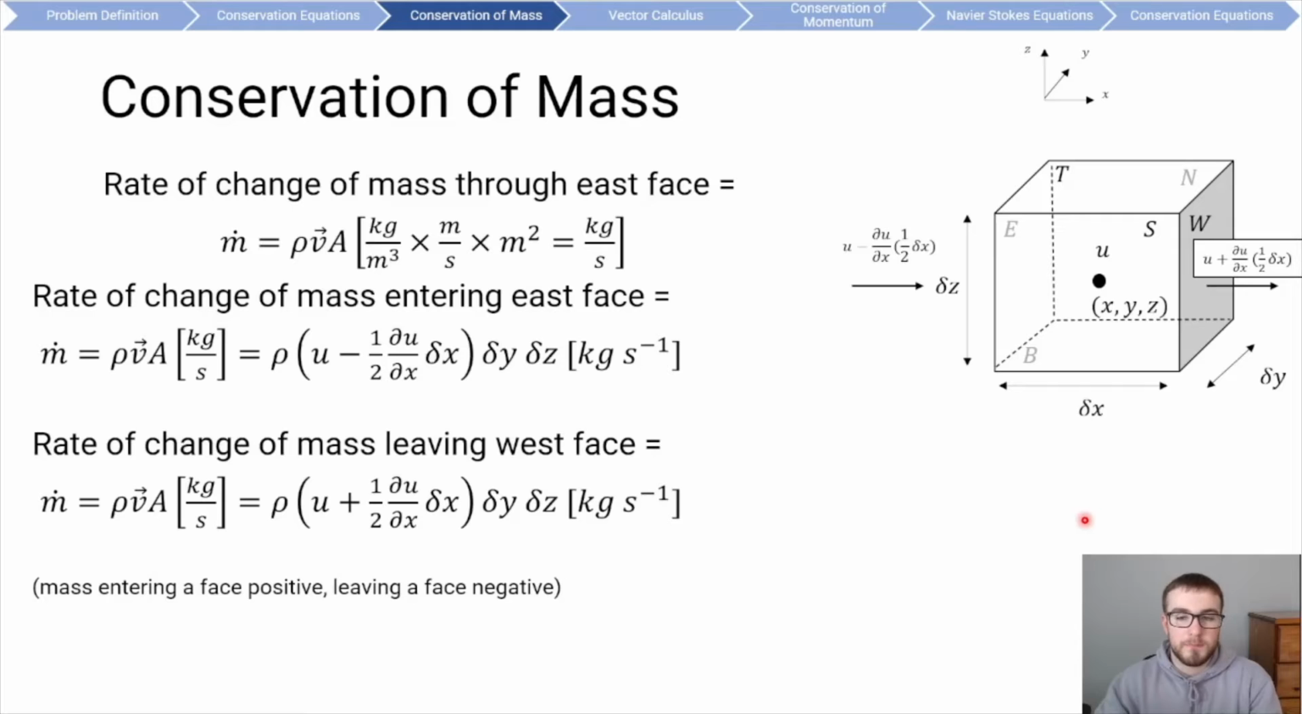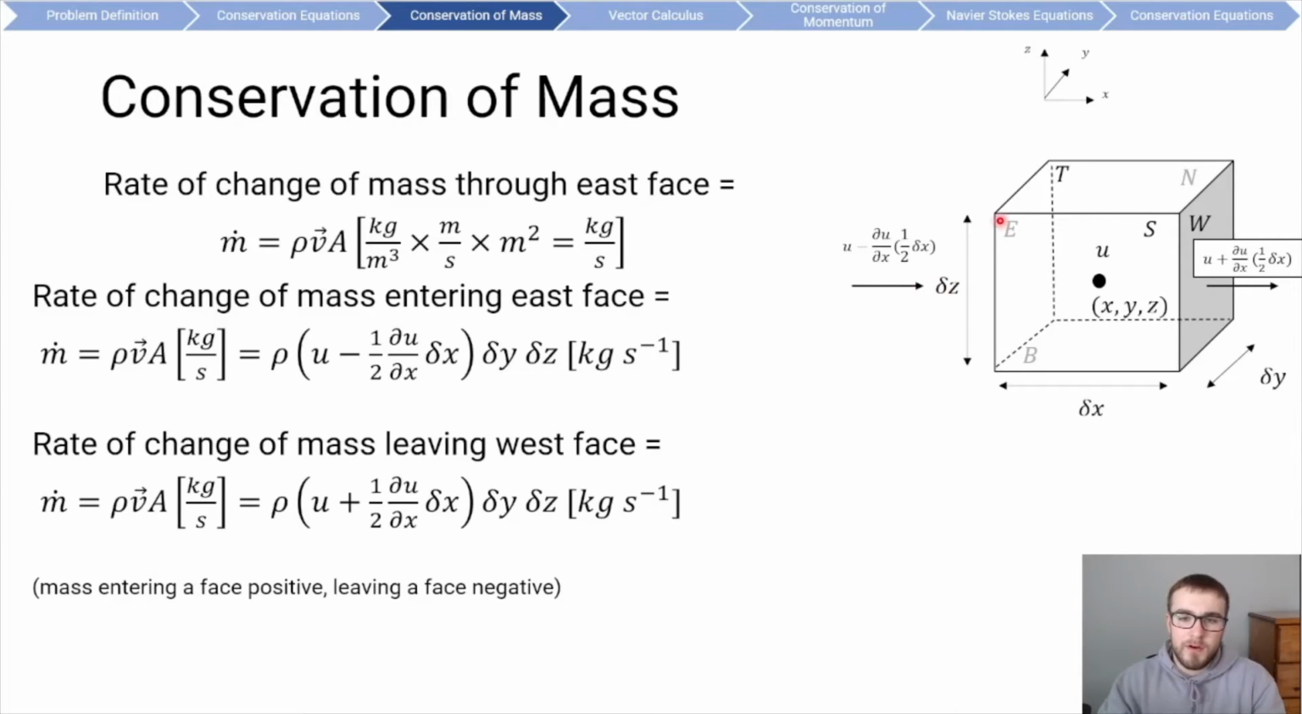So let's take a look at just the x direction and the east face first for an example. We know the mass entering the east face, where we have velocity in the x direction, is equal to rho VA. And this comes from fundamental fluid mechanics. If you haven't used too much fluid mechanics before, I've put a unit check here to show you that we do in fact get kilograms per second by using this formula. But nonetheless, we can describe the rate of change of mass through the east face as rho v times the area through which it flows.